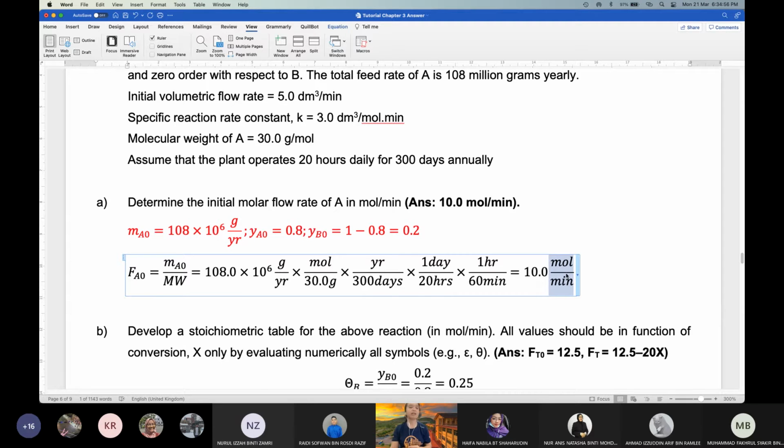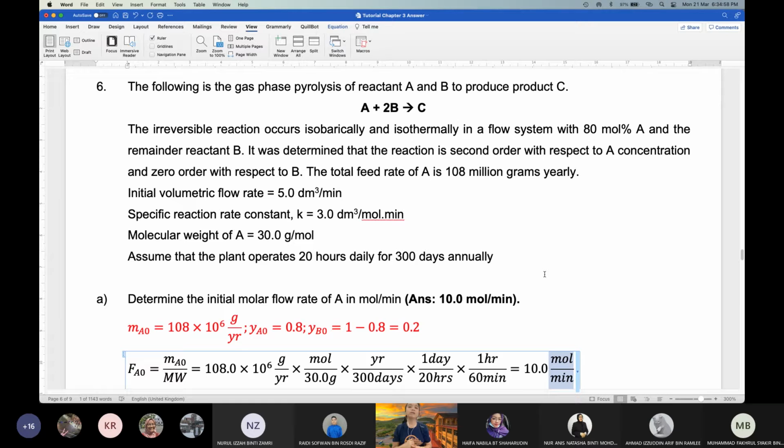So how do we do this? How do we start? In previous questions, if you are familiar, we could find FA0 if we know CA0 and epsilon naught. In this question, we do have epsilon naught, which is 5 dn³ per minute. But we don't know CA0. We are not given any information about the concentration. There are no other numbers with units of mole per volume, if you realize. So there is no CA0, and you are stuck.